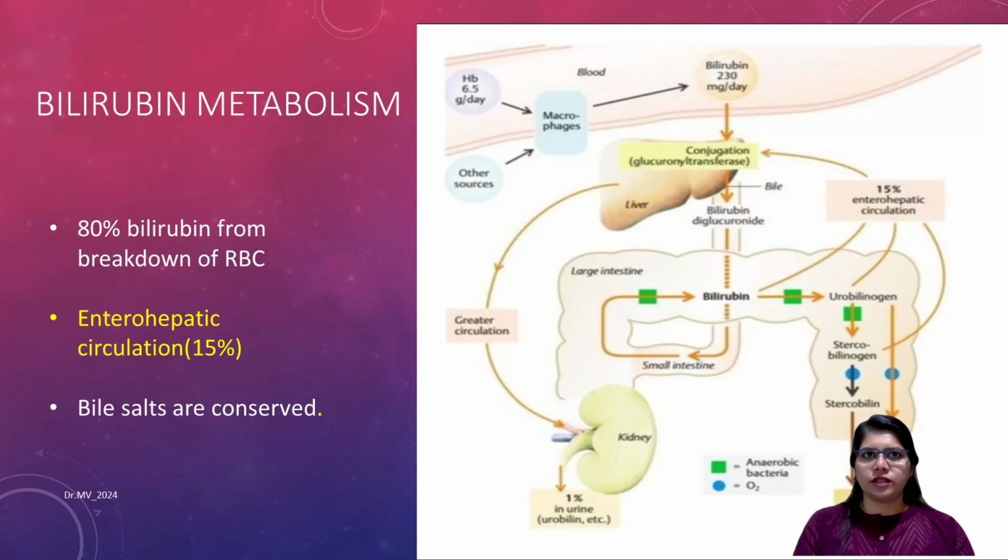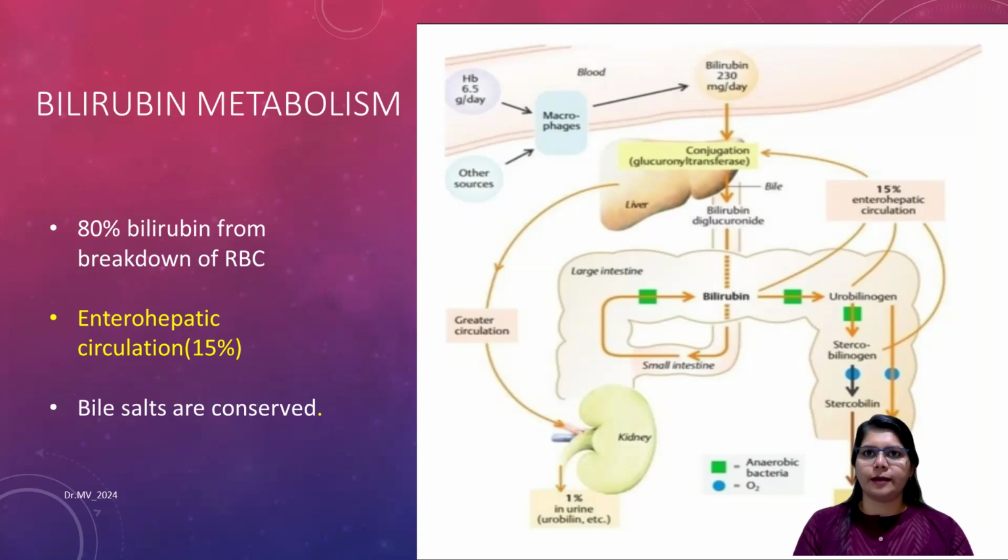Once it goes into the liver, conjugation happens by glucuronyl transferase. Our bilirubin becomes conjugated bilirubin. Then it gets excreted as bile and passes through the intestine. It gets converted to urobilinogen, stercobilinogen, and excreted as feces. 85% gets excreted as feces. Among this, 15% goes into enterohepatic circulation.